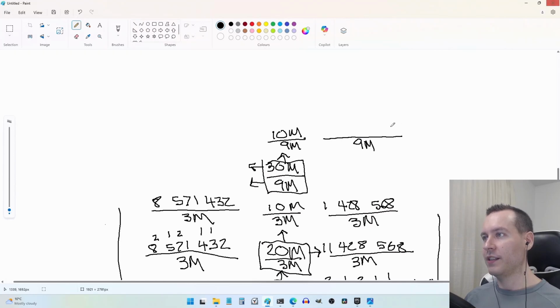8 times 3 is 24. 6 times 3 is 18. Carry the 2 is 20. 5 times 3 is 15. Carry the 2 is 17. 8 times 3 is 24. Carry the 1 is 25. 2 times 3 is 6. Carry the 2 is 8. 4 times 3 is 12, and 3 times 1 is 3, carry the 1 is 4.